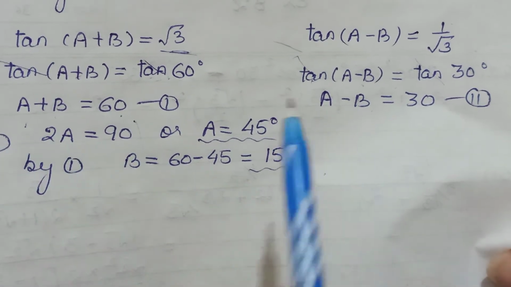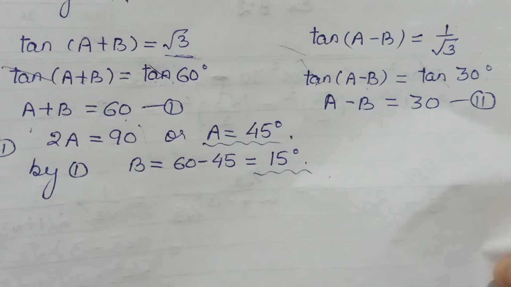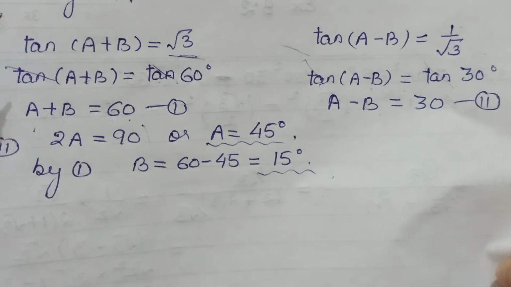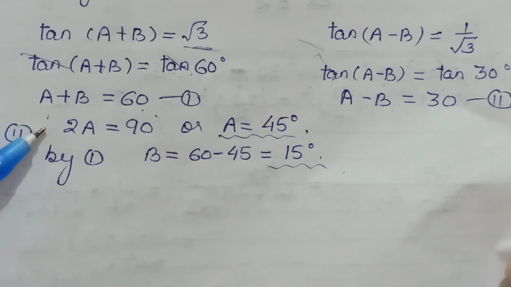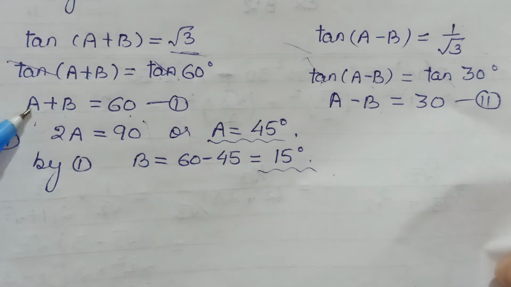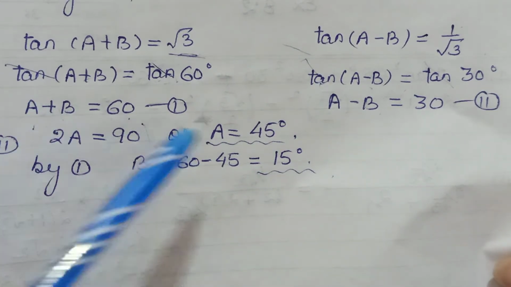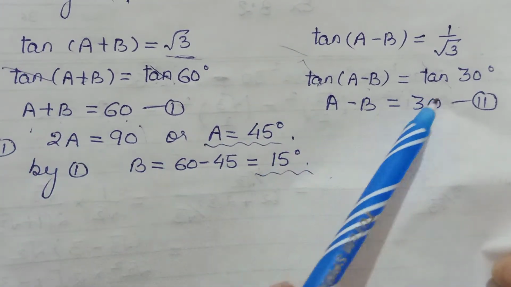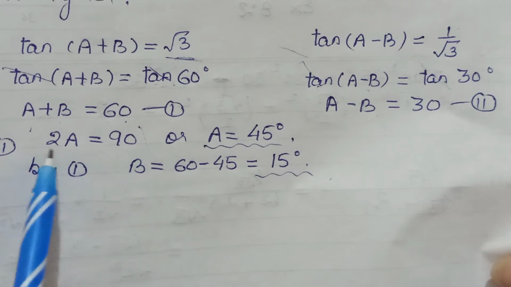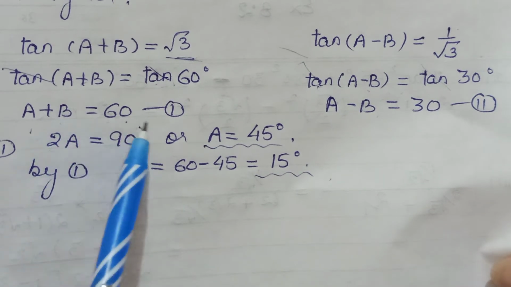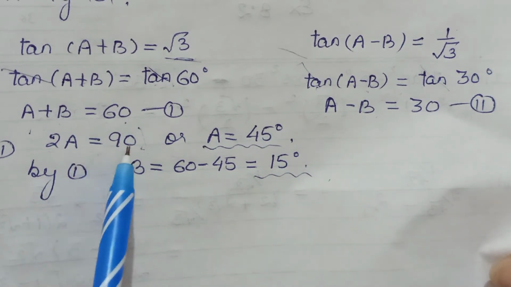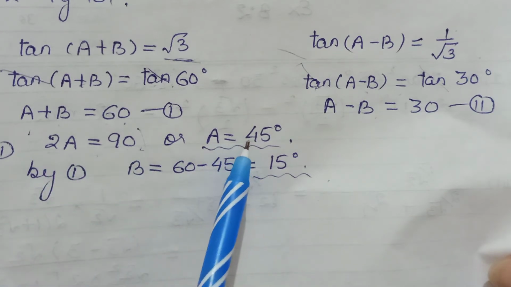इनको simultaneously solve कर लो. You know how to solve equations simultaneously in two variables. So here I've done it by elimination method, adding the equations. If I add 1 plus 2, a plus a becomes 2a, plus b minus b gets cancelled. 60 plus 30 is 90. So 2a is equal to 90. Adding these two equations. So a is equal to 90/2, that is 45.